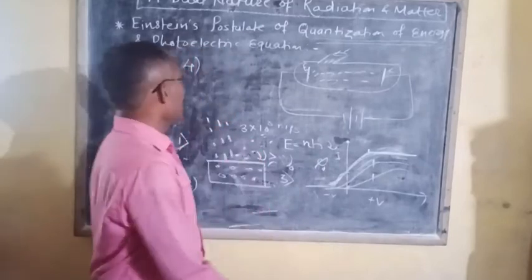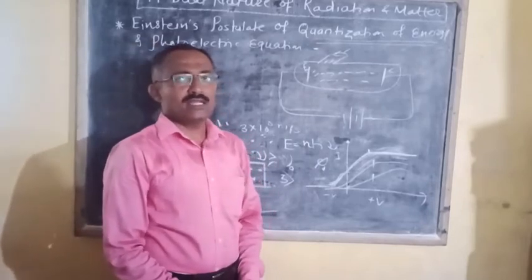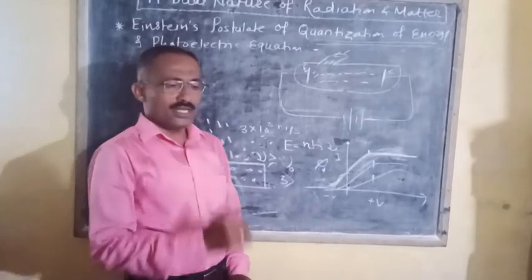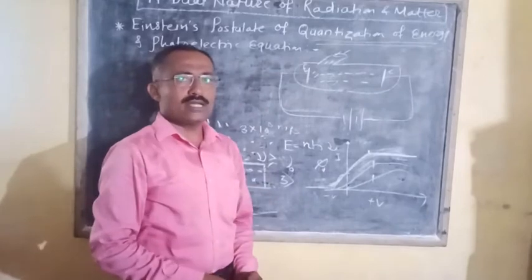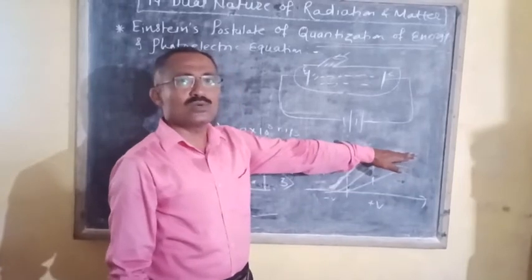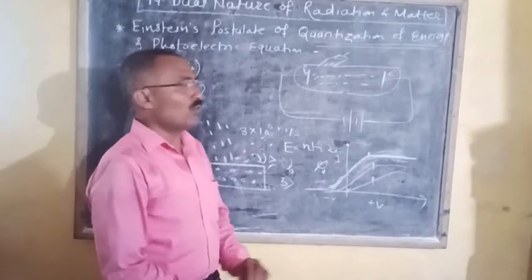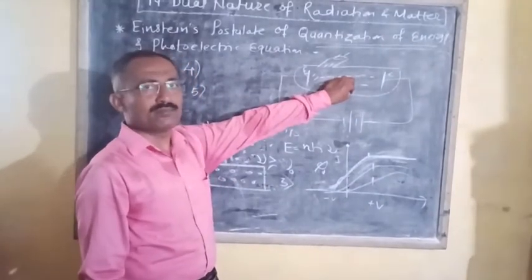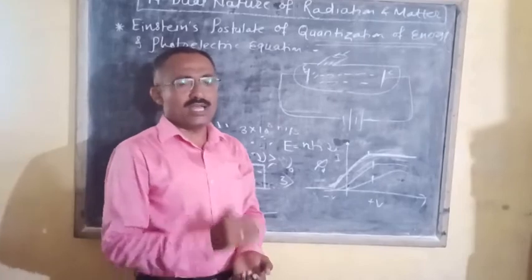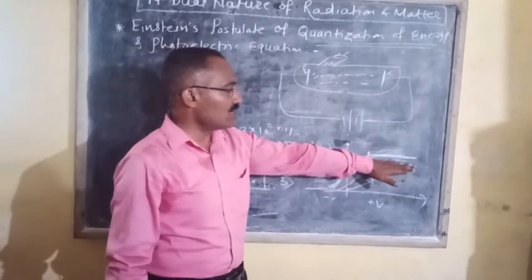Now we have to see the fifth characteristic. If we increase the intensity of incident radiation, म्हणजे आपण या ठिकाणी incident light ची intensity जर वाढवत गेलोत तर it is found that the value of saturation current also goes on increasing. This is the fifth characteristic or fifth observation observed from Einstein's experiment. म्हणजे आपण या ठिकाणी if we go on increasing the intensity of incident radiation, तर saturation current also goes on increasing.